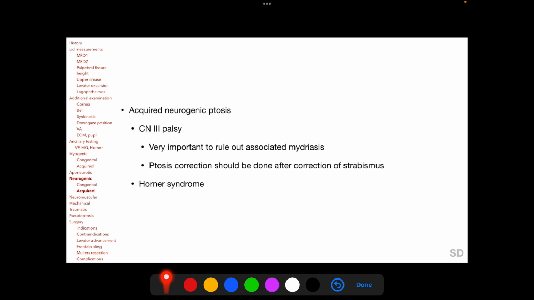Acquired neurogenic ptosis can occur with acquired CN3 palsy and with acquired Horner syndrome. In acquired CN3 palsy, it is very important to rule out associated mydriasis. And in CN3 palsy, ptosis correction should be done only after correction of strabismus, because during correction of strabismus, there can be alteration in the height of the eyelid margin.